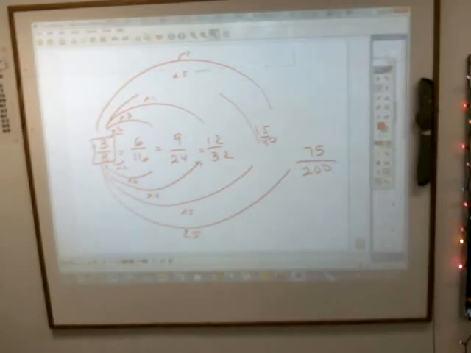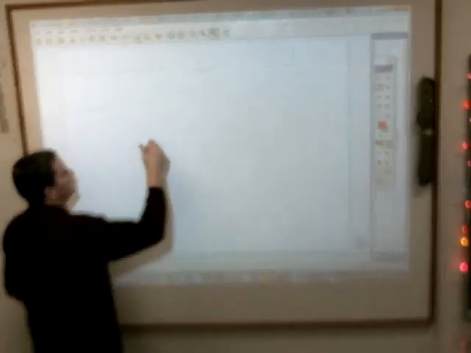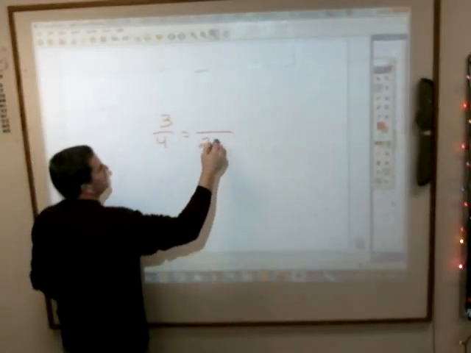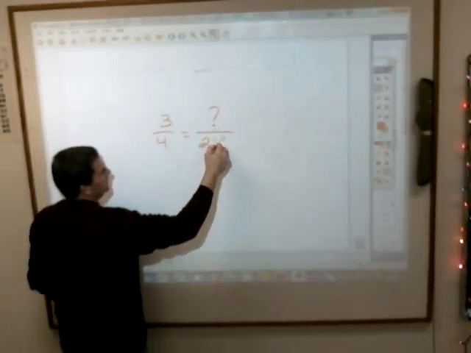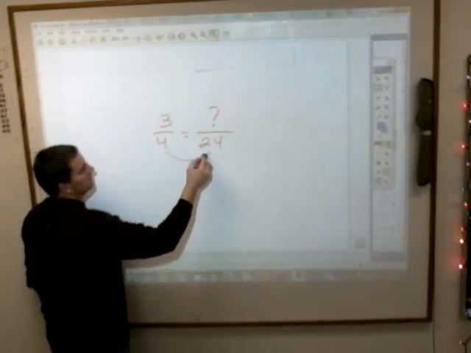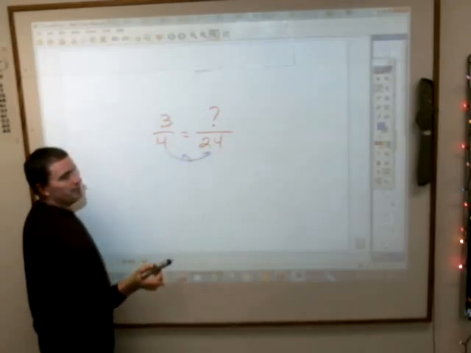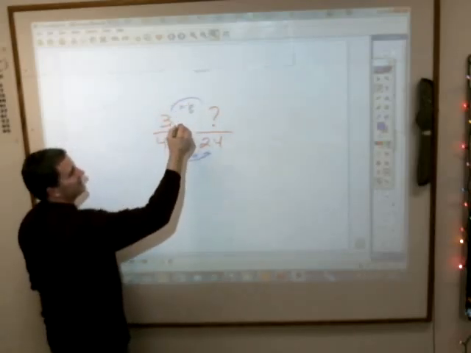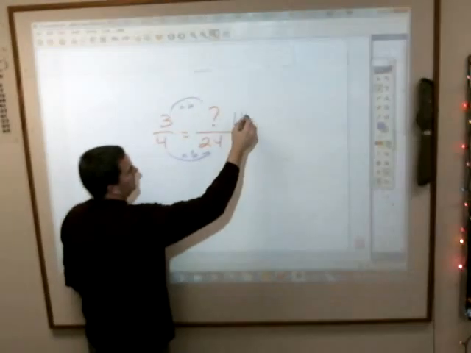All right? Now here is what the book will do. A couple things they're going to do. Write these down. Sometimes they will go 3 over 4 equals a question mark over 24. What you need to do on your paper, children, is draw a little arrow here. How do I go from 4 to 24? I multiply by 6. So to make an equal fraction, I just have to multiply the top by the same number. 3 times 6 is 18.